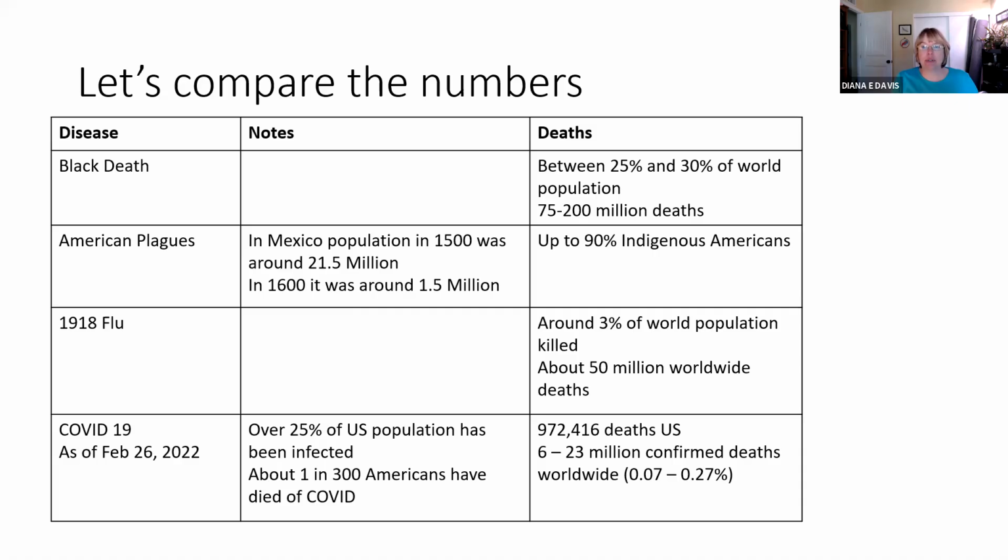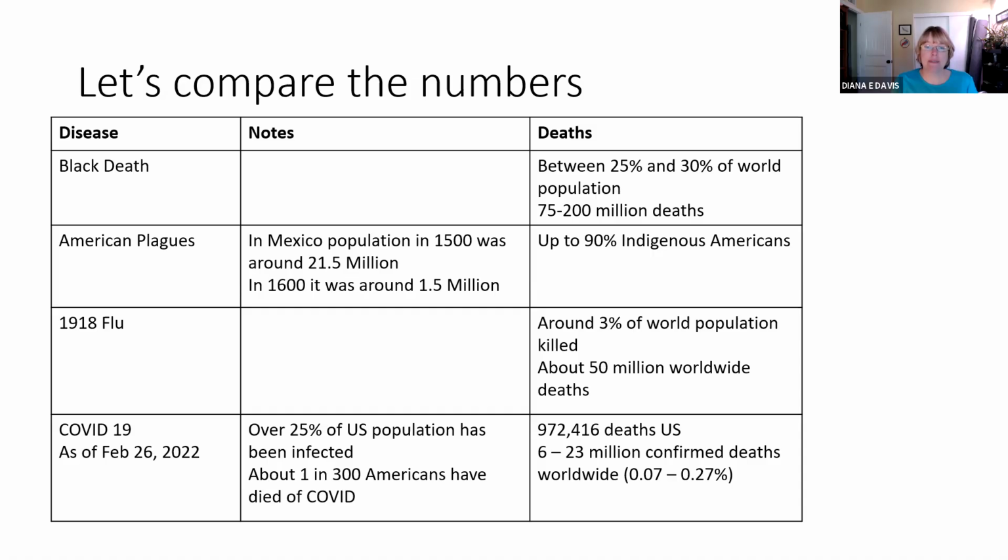It is estimated that between 25% and 30% of the world population died within a small number of years. This was 75 to 200 million deaths. The American plagues, this was a series of different diseases that were brought to the Americas when the Europeans invaded. It is estimated that up to 90% of the indigenous Americans who were living in the Americas in 1490 died.